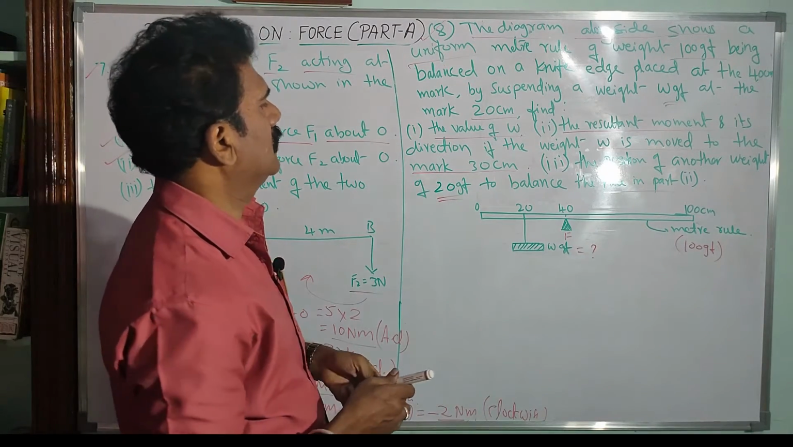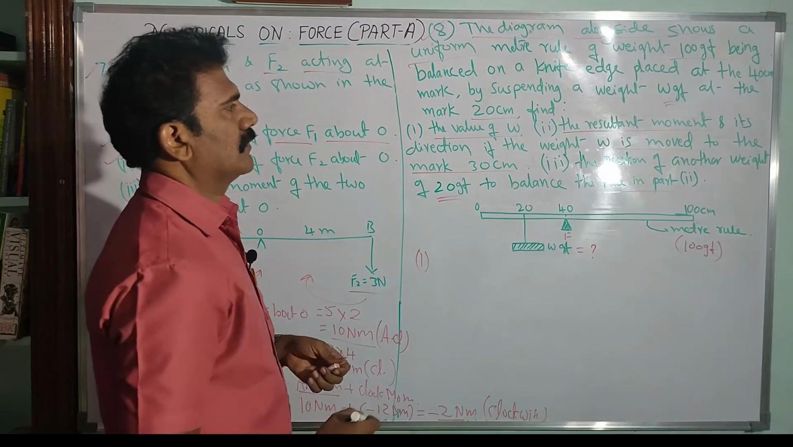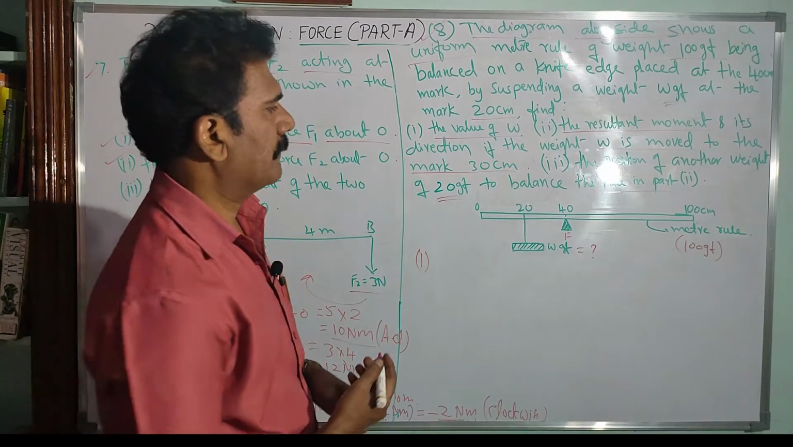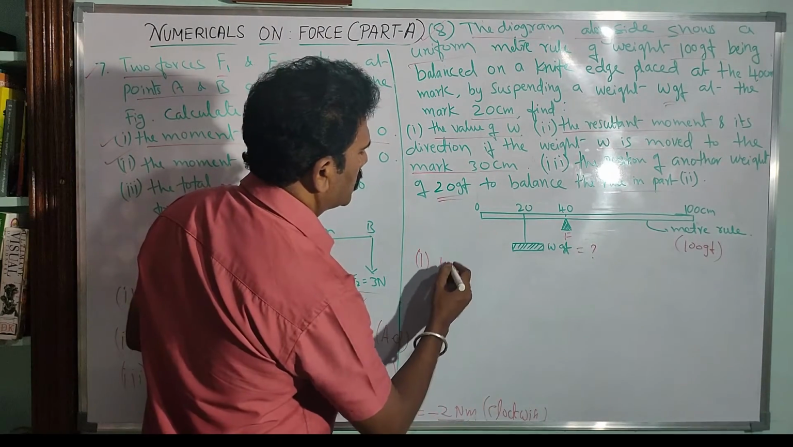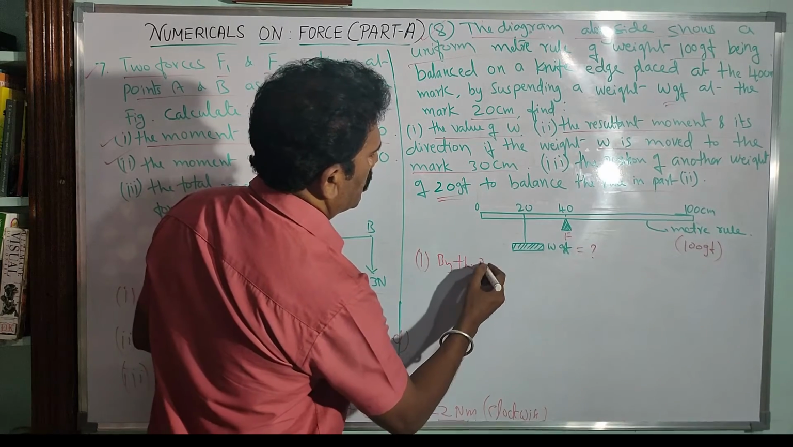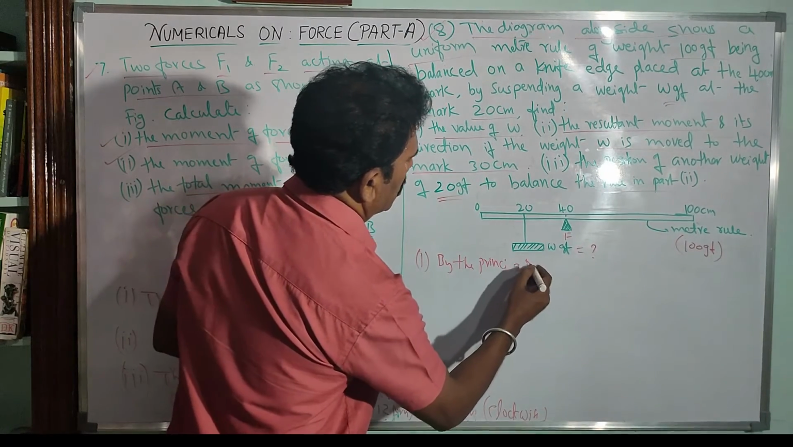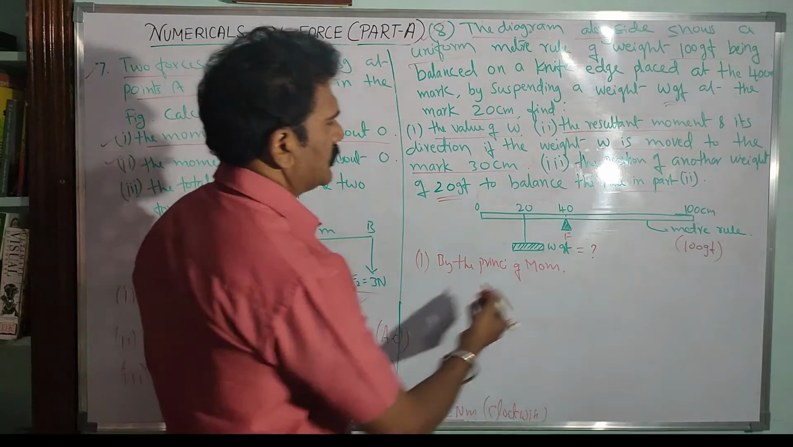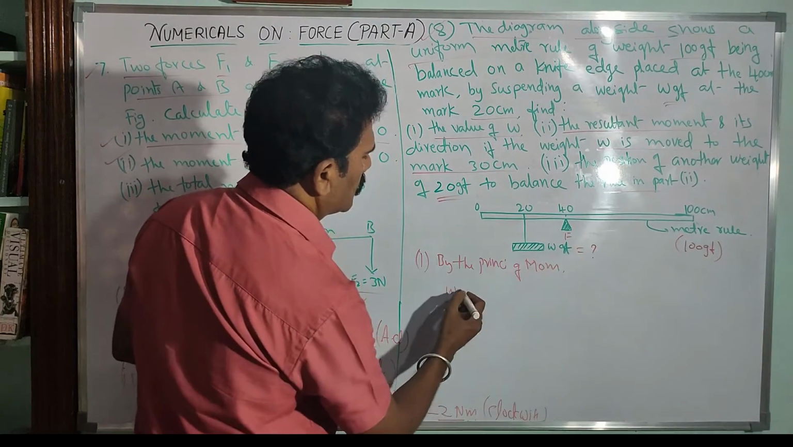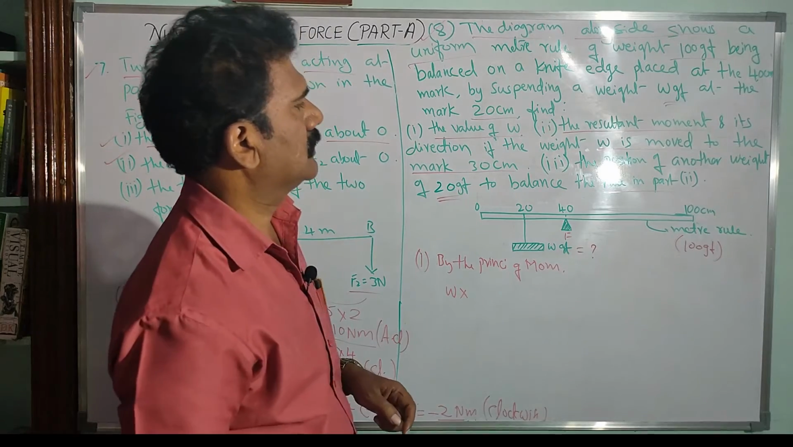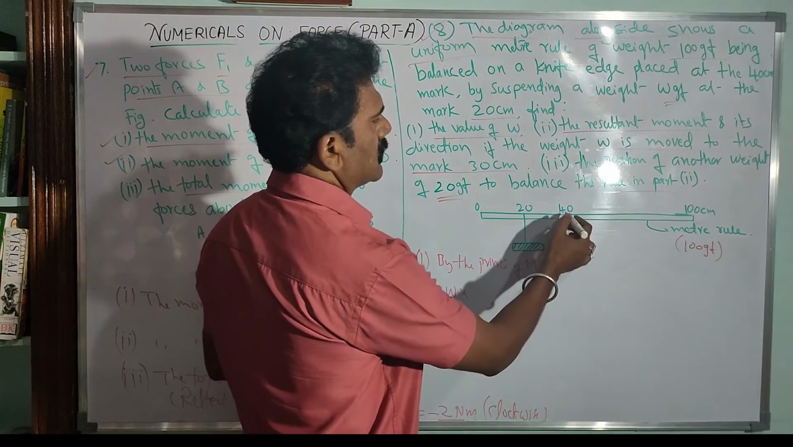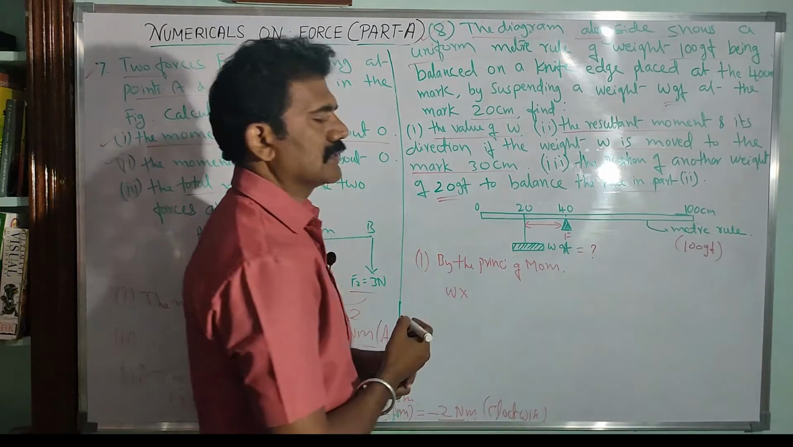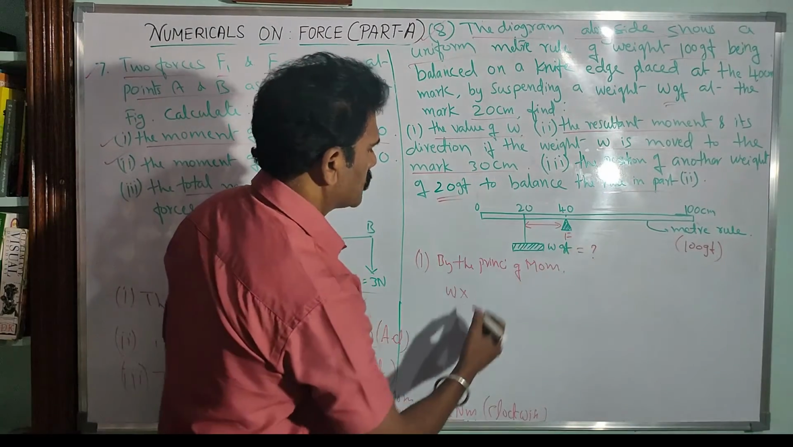Step by step, you calculate part 1 first: the value of W. How do you calculate the value of W? By applying the principle of moments again. By the principle of moments, the clockwise moment is equal to the anti-clockwise moment. W is the force, at a distance of 20 centimeter marked here. The fulcrum is at 40, so the distance between 20 and 40 is 40 minus 20.